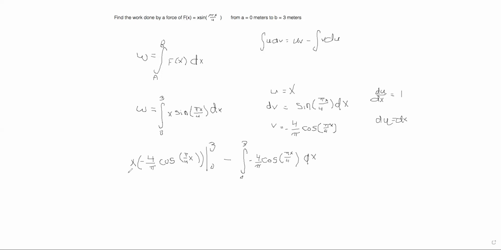So we have some evaluation to do right here. We're going to do f of b minus f of a, f of 3 minus f of 0. And then we have one more thing to integrate. So for our next line, I'm going to evaluate. So we have x, so that's going to be 3, times negative 4 over pi, times cosine. If we plug in a 3 right here, this is going to be 3 pi over 4. So we have the cosine of 3 pi over 4, which is square root of 2 over 2.